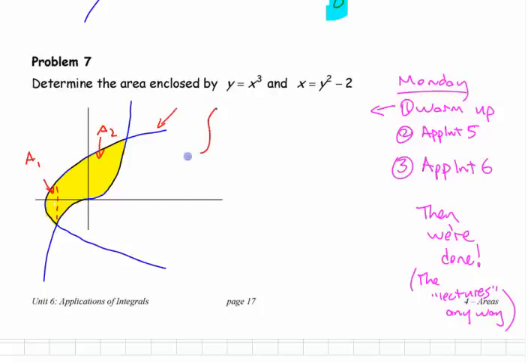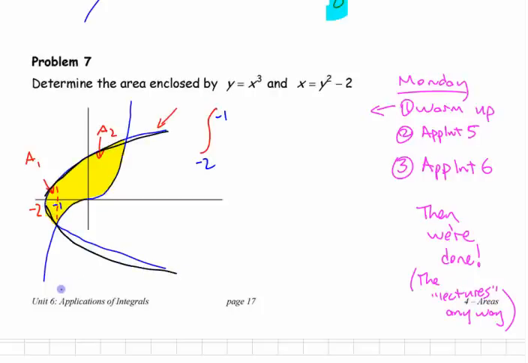Area 1 is the integral from -2 up to, what is this value here? Anybody figure it out? -1? Okay, so my drawing's not great, but this is -1 here. So -2 to -1. And it has to be the top part minus the bottom part.